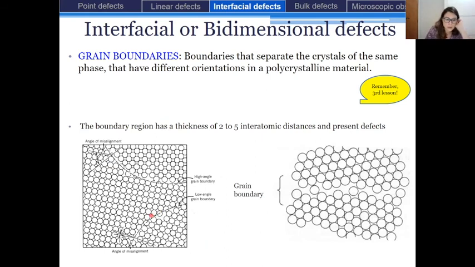So for example, between this grain and the one on the right part of this representation, the angle of misalignment is quite low. So we have a low angle grain boundary, whereas between that one and the upper right grain, the angle of misalignment is higher. So we say we have a high angle grain boundary.